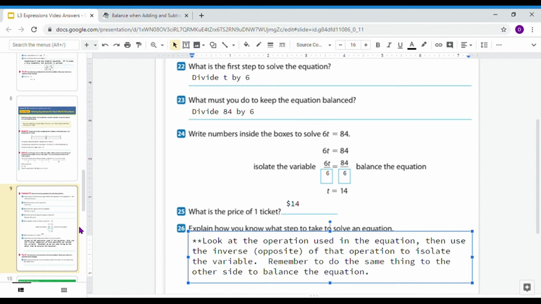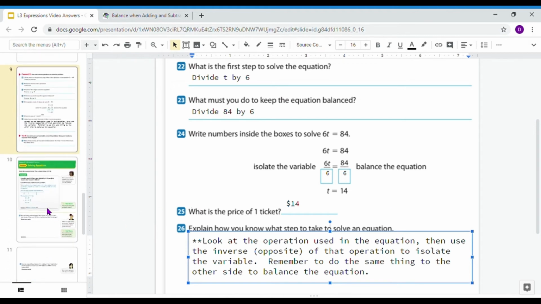It says, look at the operation used in the equation. Then use the inverse or opposite of that operation to isolate the variable, which means get it all by itself. Remember to do the same thing to the other side to balance the equation. Whatever you do to one side, make sure you do it to the other.